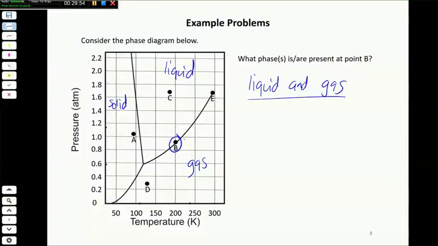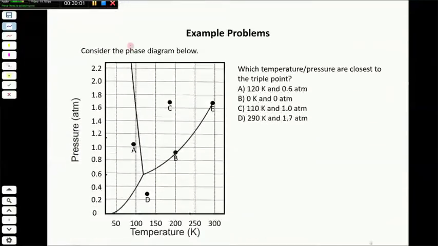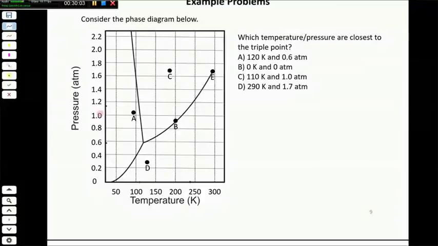All right, any questions on those ones? Just identifying the different phases in a diagram. All right, so the next one here, we're looking at which temperature and pressure are closest to the triple point.